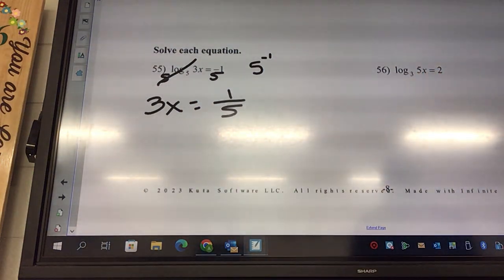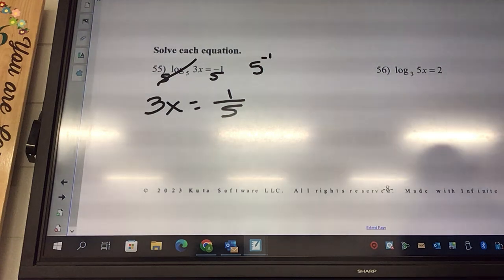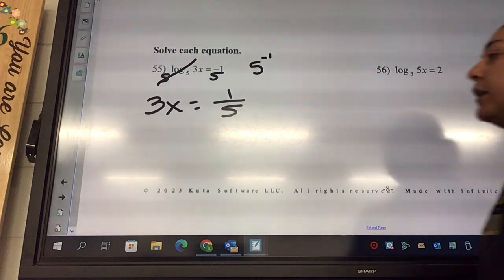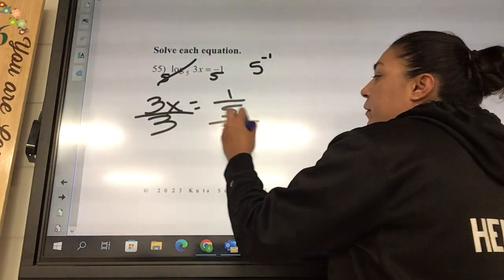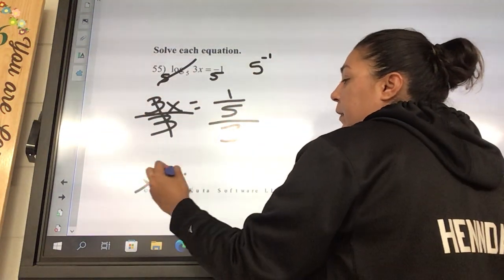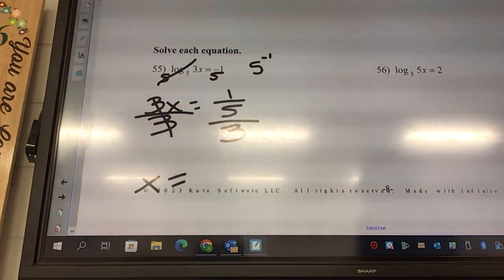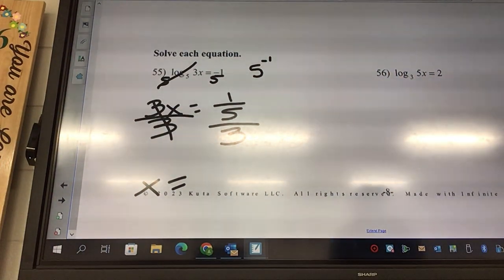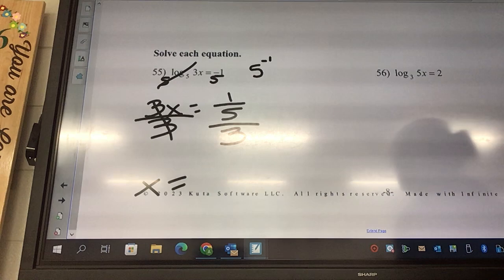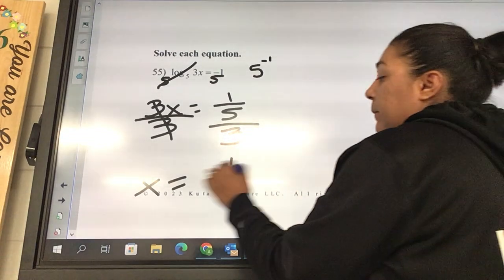Okay, and then how am I solving for x? How do I move that 3? Divide by 3. Okay, so what is 1/5 divided by 3? And if you still have the 1/5 on your calculator, you can just hit divide by 3. 1 over 15? Okay.